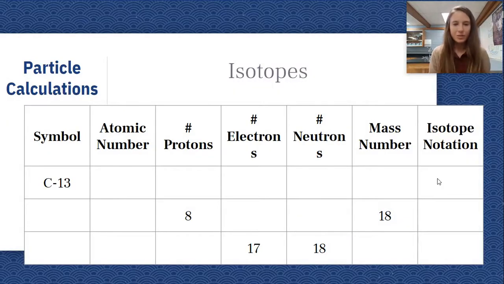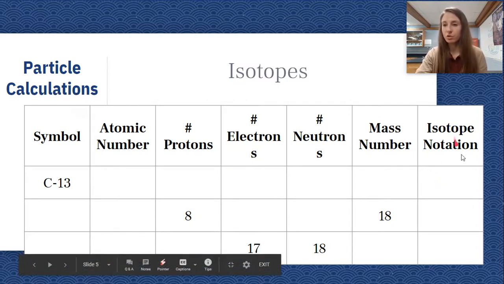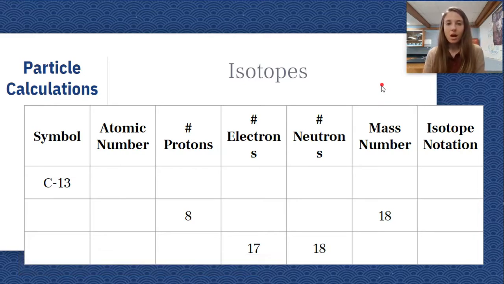Now to practice, we can do the same particle calculations that we did in the last class period for regular atoms, but we can make it a little bit different for isotopes. The one thing you'll notice is different is that there's an extra column all the way over to the right called isotope notation. You will be asked to not only write a given isotope in isotope notation, but also use the isotope notation to figure out the rest of the numbers in the table. You will see it both ways.